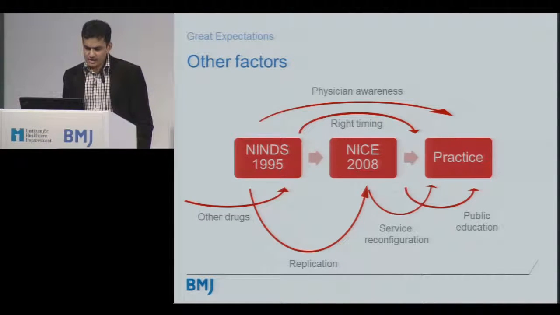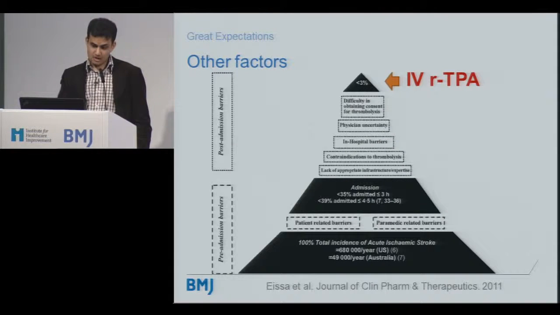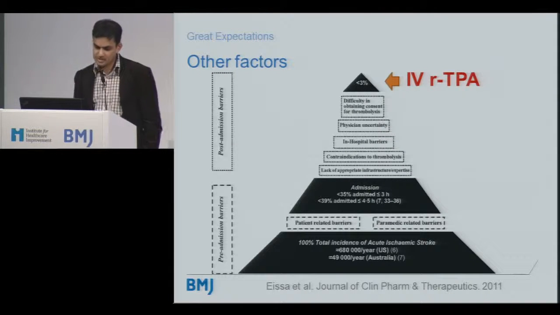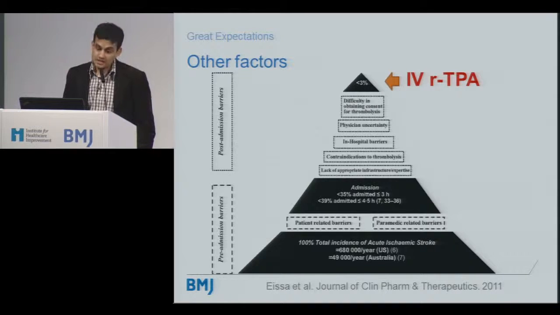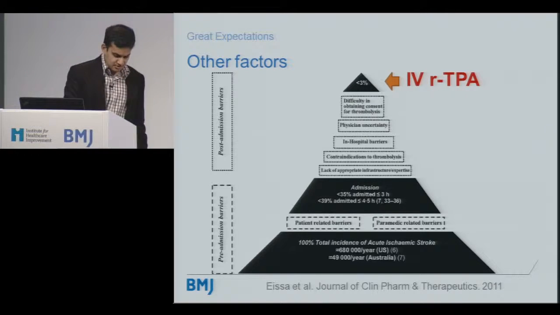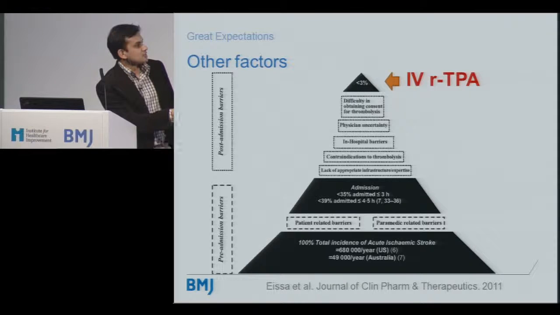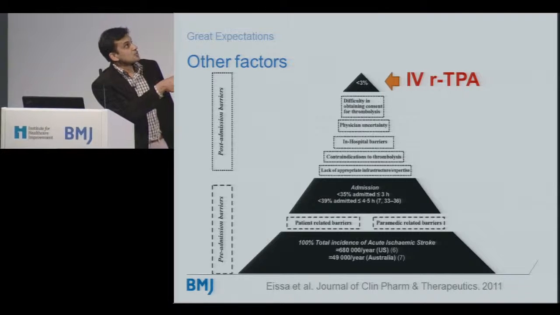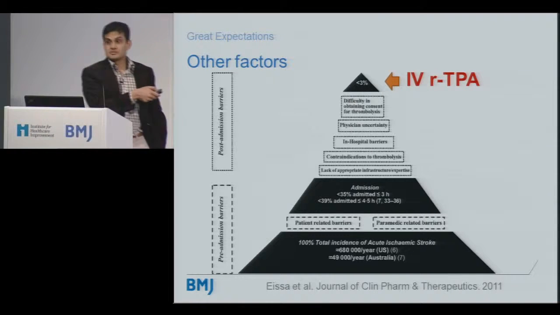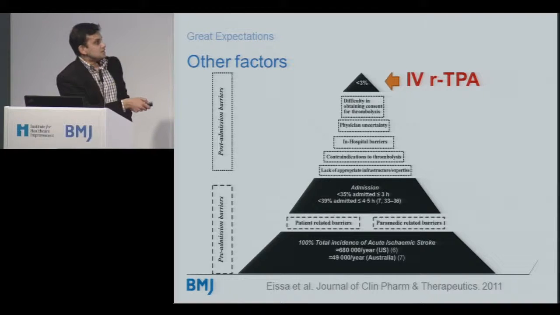Okay, and for stroke, there's another way of representing this, which was in a paper 2 years ago. So this is a pyramid, and we start at the bottom here. So this is everyone who's had a stroke right at the bottom of the pyramid. And then as you work your way up the pyramid, that's the proportion that actually receive RTPA, the clot-busting treatment. So you can see there's barriers all along the patient journey.